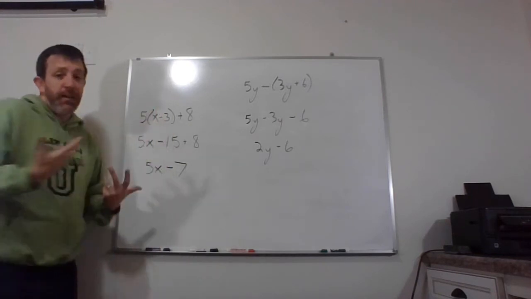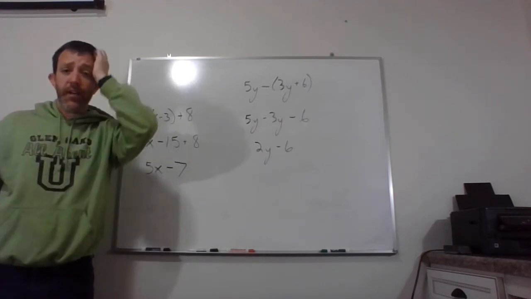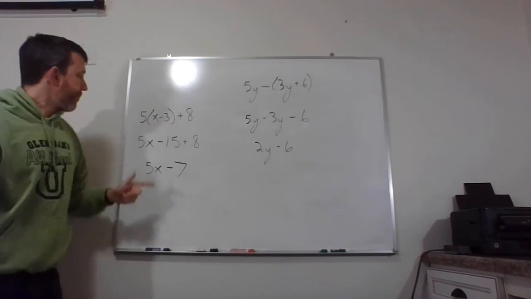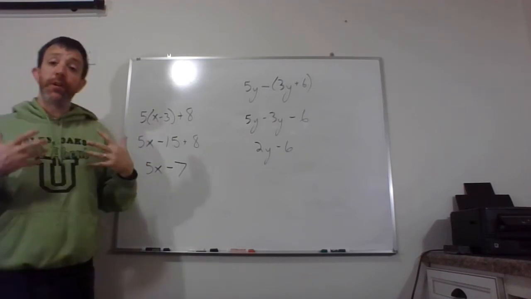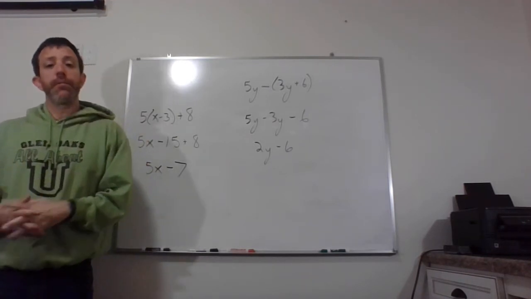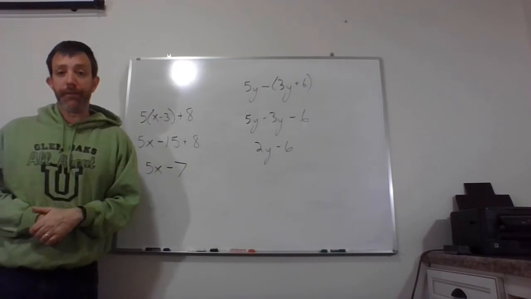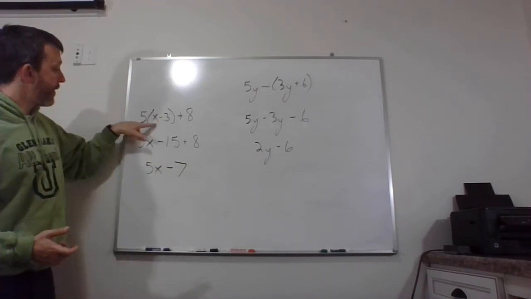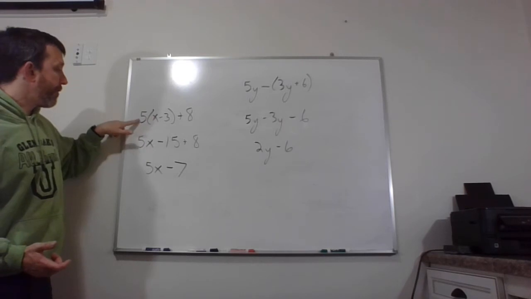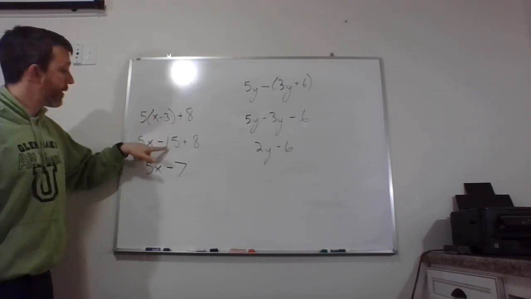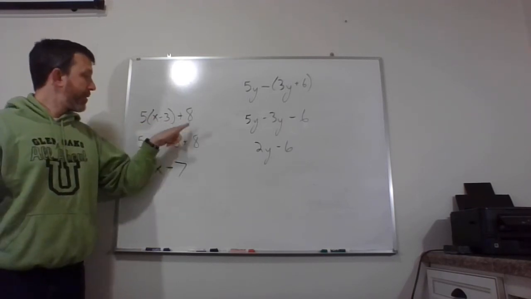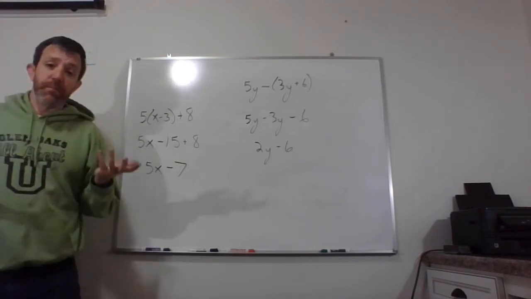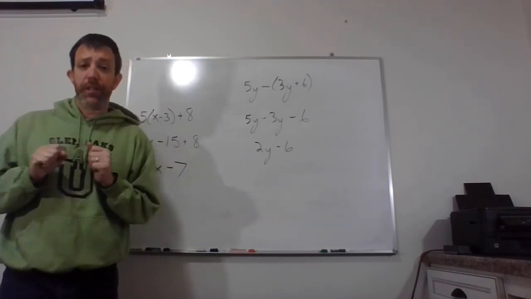And since x and 3 aren't like terms, we can't put them together. That's just not allowed. So what we have to do is pull out that distributive property that we looked at back in section 1.5. So we distribute: 5 times x is 5x, and 5 times a minus 3 is a minus 15. Notice that my 8 still comes straight down. I haven't done anything with it yet.